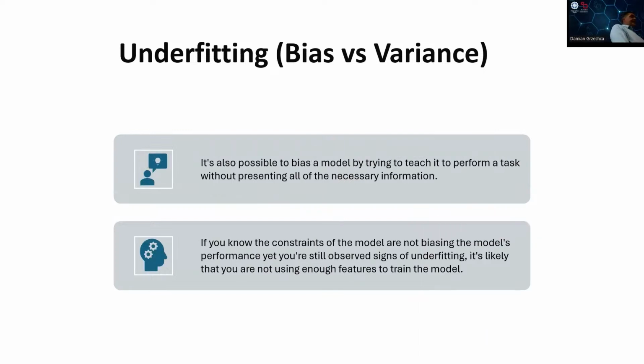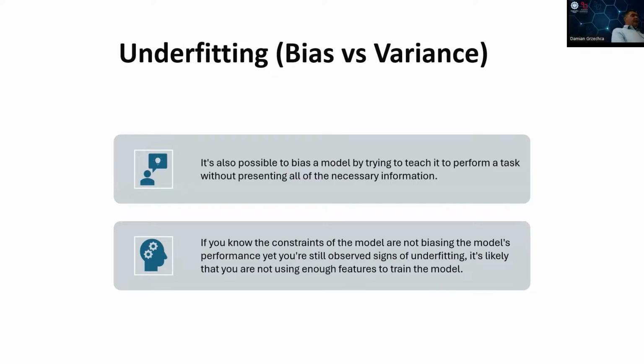So underfitting, another statement: it is also possible to bias a model by trying to teach it to perform a task without presenting all of the necessary information. So if you don't shuffle the input data, you have to shuffle the data. You must provide the data randomly at the input in order to enhance the model capability. So if there is not enough information or not enough iterations, we can expect underfitting.